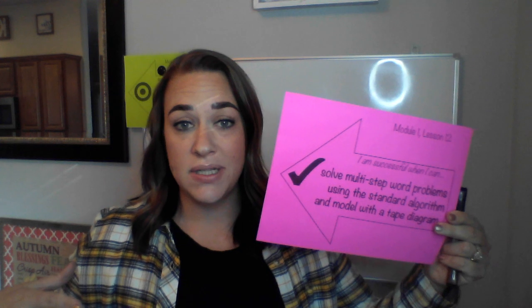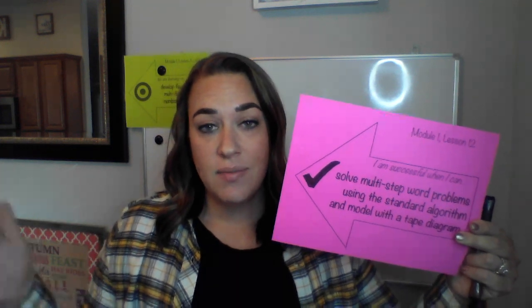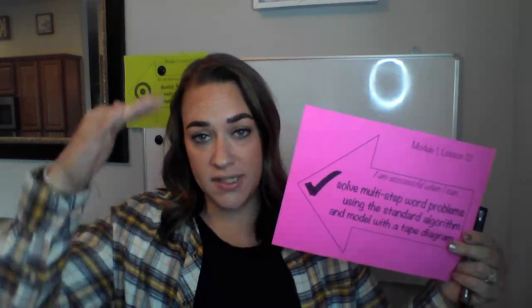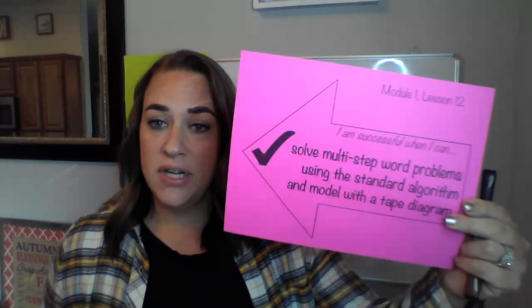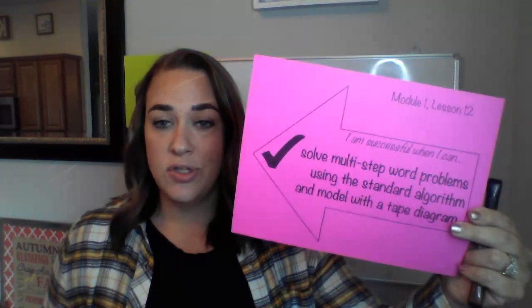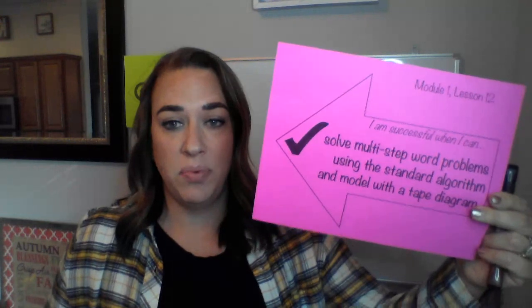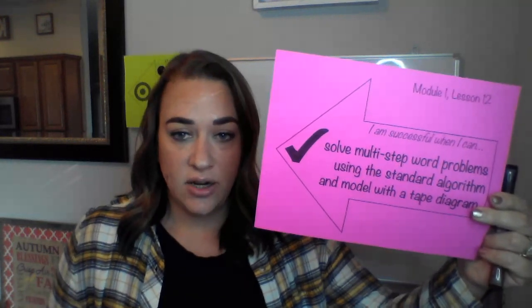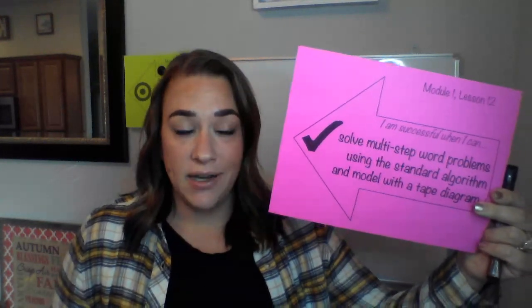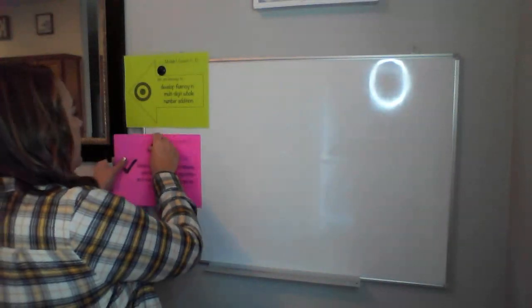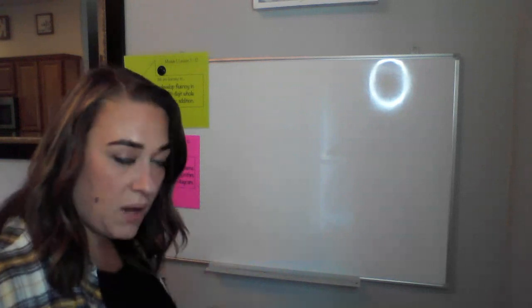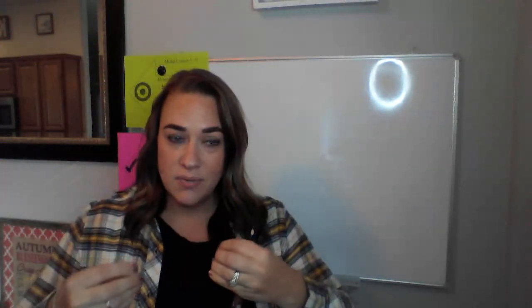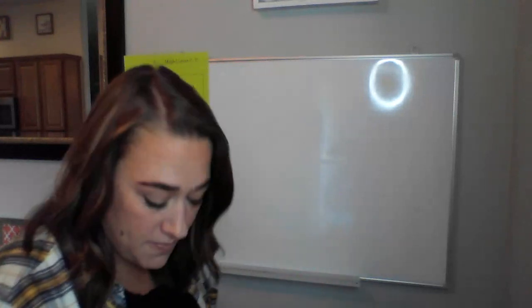So in Lesson 11, we started doing some multi-digit addition problems using our standard algorithm. Today we're going to continue that, but we're also going to be solving multi-step word problems using that standard algorithm and modeling it with a tape diagram. Same idea with our addition, but instead of it just giving us the problem, we're going to have to pull out what it is that we're going to have to do. What are we solving from the word problem?